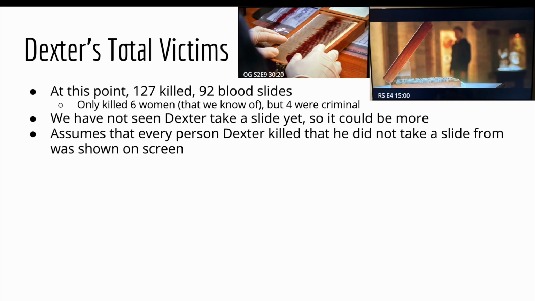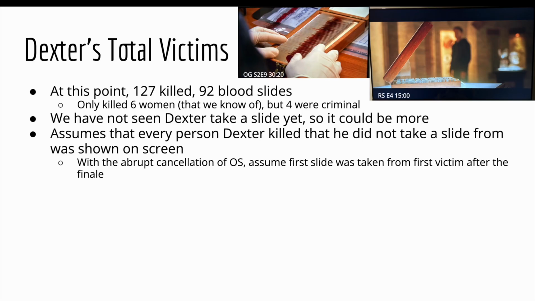This also assumes that every person Dexter killed that he did not take a slide from was shown on screen. There are many people he didn't take a slide from for one reason or another, but I'm assuming that all of those people were ones that we saw on screen, because honestly, to me that kind of makes sense. When he kills someone and doesn't take a blood slide, it's usually because something goes wrong or his routine is interrupted, and that's usually when things go wrong in general in Miami.